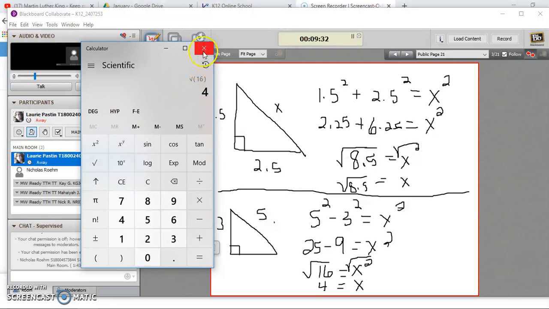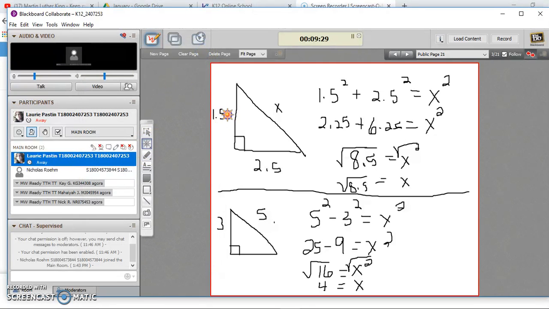Okay? So, two different kinds of problems. On one, they give you both of the legs. If that's the case, square both of the numbers and add them, then take the square root. If they give you one of the legs and the hypotenuse, then you're going to use the subtraction version of the Pythagorean theorem, and you're always going to put the long side, the hypotenuse, first. So 5 squared, take away 3 squared equals x squared, subtract, and take the square root of both sides. This side right here equals 4. And there's your special triangle, 3, 4, 5 triangle.